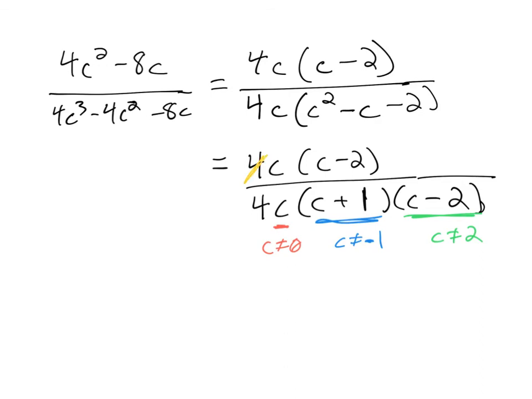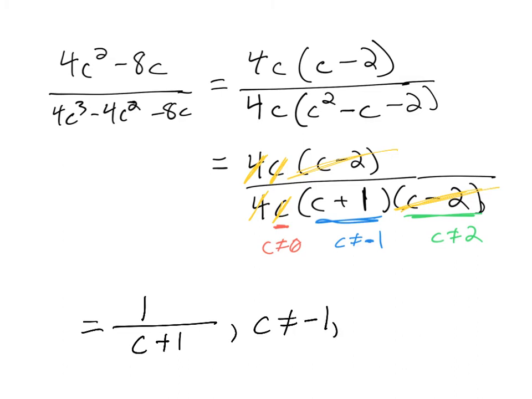So we have a factor of 4 in the numerator and denominator. We have a factor of c in the numerator and denominator. We have a factor of c minus 2 in the numerator and denominator. So what is left? In the numerator, we are once again only left with a factor of 1. In the denominator, we are only left with a factor of c plus 1. So 1 divided by c plus 1. But we must list each of these restrictions, and we'll list them from least to greatest. So c cannot be equal to negative 1, or 0, or 2.